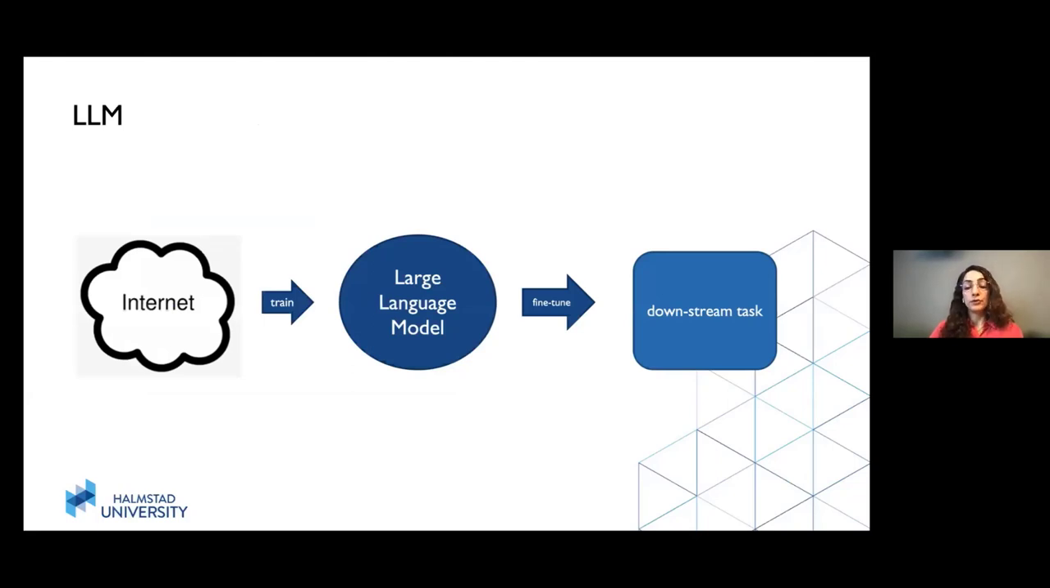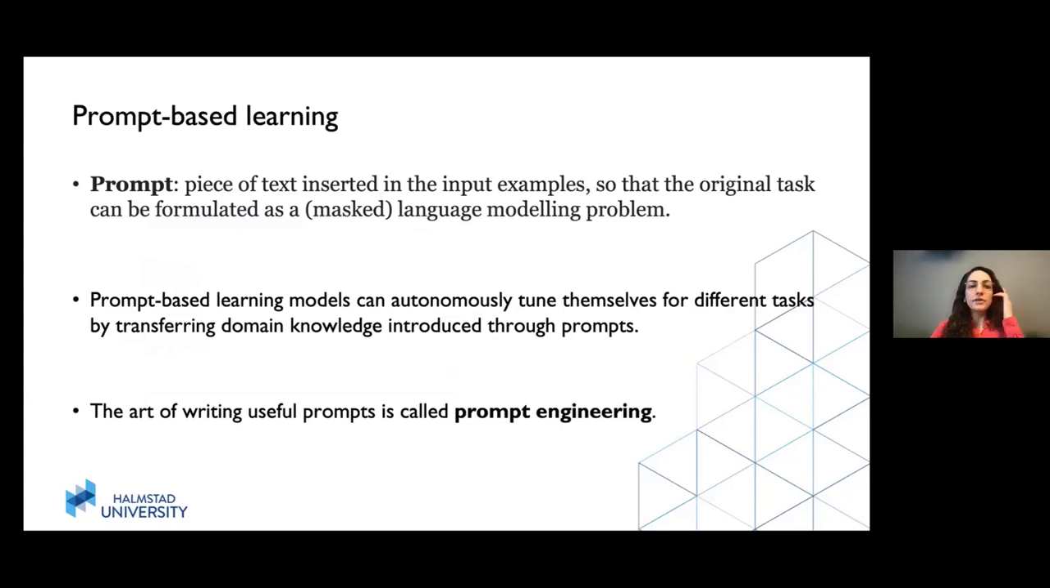You can fine-tune it for your own task, which we call the downstream task. The first step is like when you train a human about language, and then you can fine-tune it for your downstream task. There are different ways of fine-tuning, but nowadays it's basically called prompt engineering. What is a prompt? A prompt is simply a piece of text that you formulate as a masked language problem. And it's actually an art nowadays to write this prompt so you can tune the large language model to produce the output as you wish.